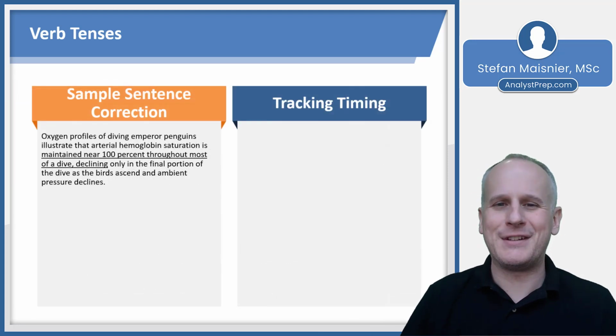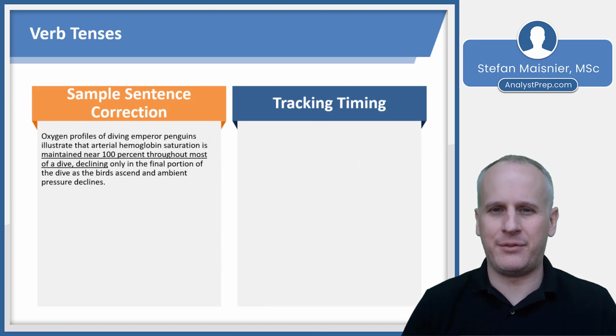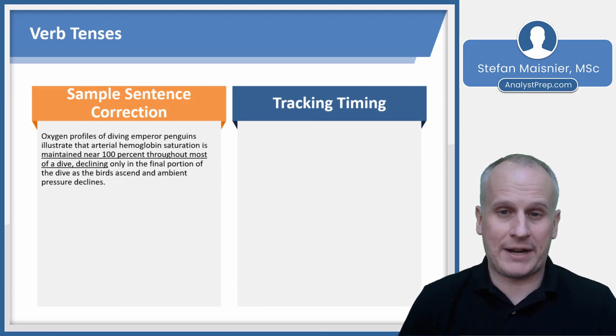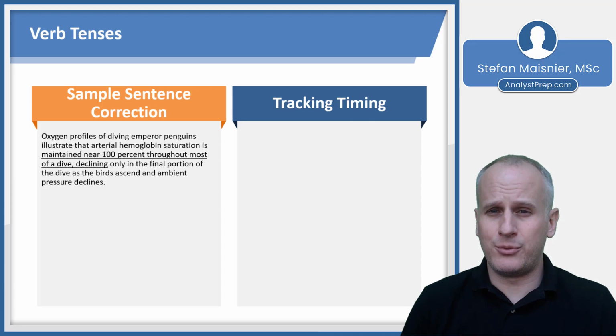So let's take a look at a couple of examples and see how this all comes together, starting with just tracking timing. So as always, reread the sentence as it's written to start. Oxygen profiles of diving emperor penguins illustrate that arterial hemoglobin saturation is maintained near 100% throughout most of a dive, declining only in the final portion of the dive as the birds ascend and ambient pressure declines.